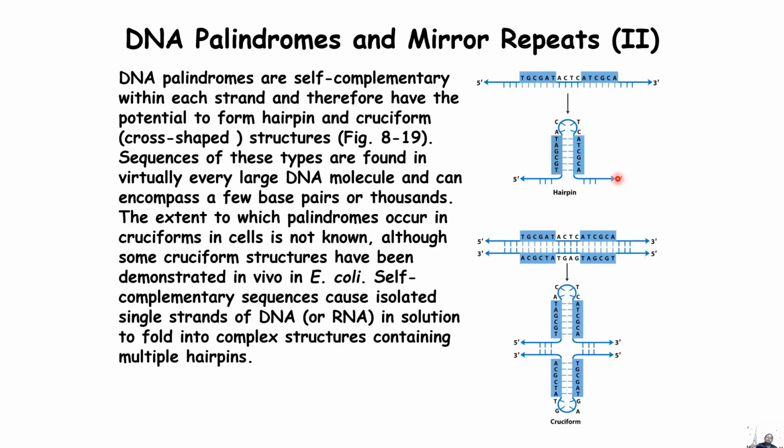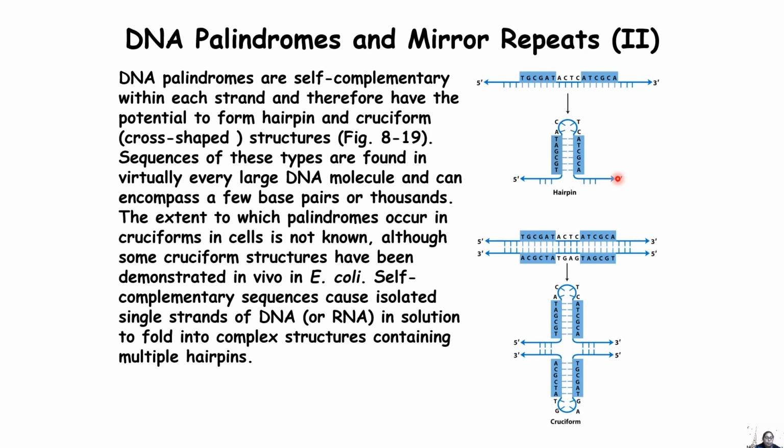Okay, so DNA palindromes are self-complementary within each strand and therefore have the potential to form hairpin and cruciform structures, because they have complementary sequences within themselves and can fold upon themselves. Sequences of these types are found in virtually every large DNA molecule and can encompass a few base pairs to thousands. The extent to which palindromes occur as cruciforms in cells is not known. However, some cruciform structures have been demonstrated in vivo in E. coli.